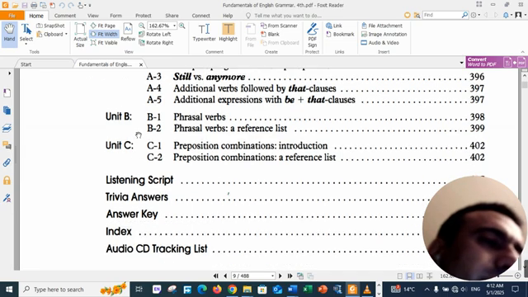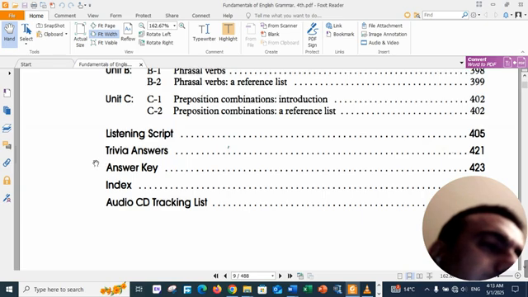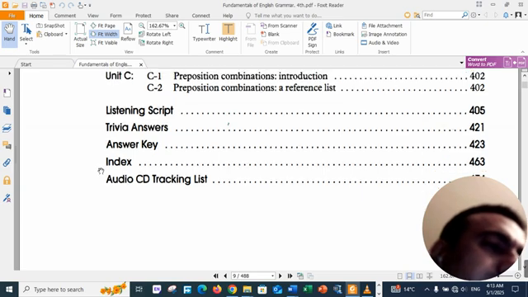Unit B. B1, phrasal verbs. B2, phrasal verbs, a reference list. Unit C. C1, prepositional combinations introduction. C2, preposition combinations reference list. Listening script. Trivia answers. Answer key. Index.